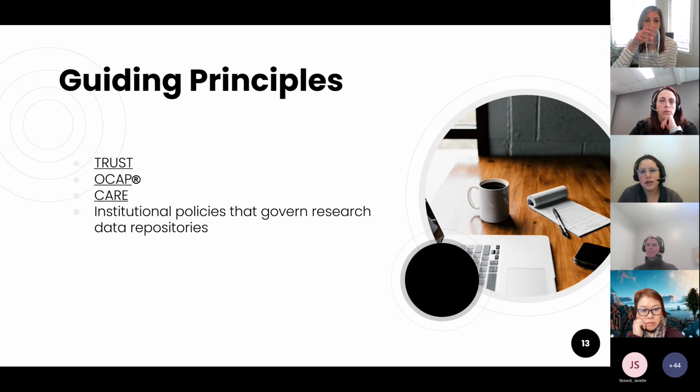Another consideration would be the international CARE principles of Indigenous data governance. The CARE principles were developed by the Global Indigenous Data Alliance, GIDA, and the CARE acronym stands for Collective Benefit, Authority to Control, Responsibility, and Ethics. And finally, a final guiding principle would, of course, be the institutional policies that govern research data management, including data repositories and preservation at your own institutions.